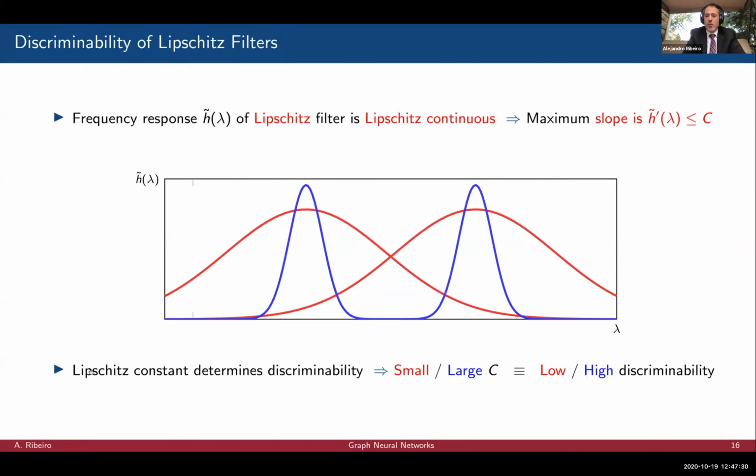But anyway, what matters here is whether the Lipschitz constant is small or large, right? If the Lipschitz constant is small, then you have a filter that is not very discriminative because there's a lot of frequencies that this filter is letting pass. If the Lipschitz constant is large, then you have a filter that is more discriminative because the number of frequencies that you're letting pass has been reduced. So that basically is the trade-off that arises in Lipschitz filters, which is that the larger C is, the more discriminative your filters become.